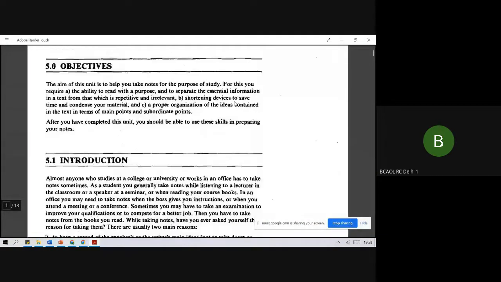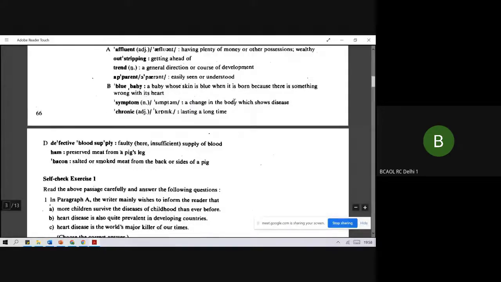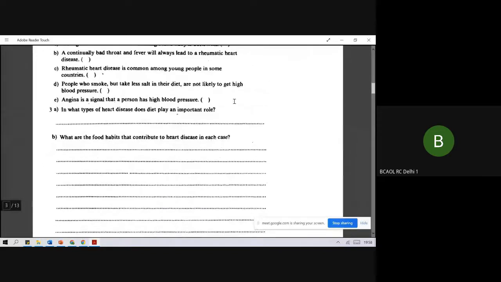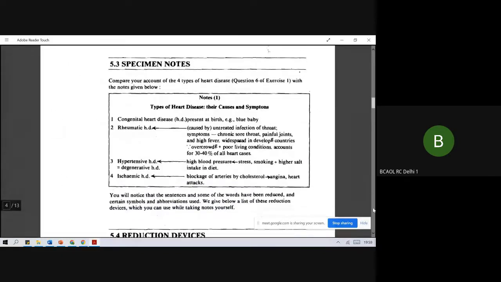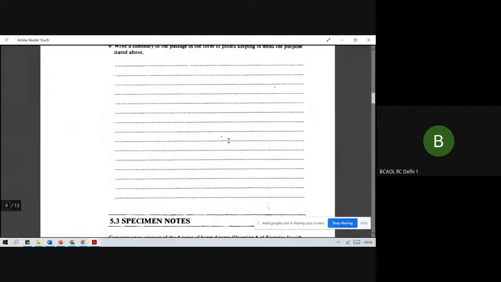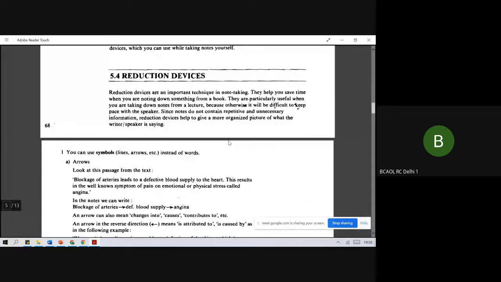Now I'm going to talk about the process of taking notes. Okay, the process of taking notes. How do you make notes? You have to use some reduction devices. Reduction devices are an important technique in taking notes.